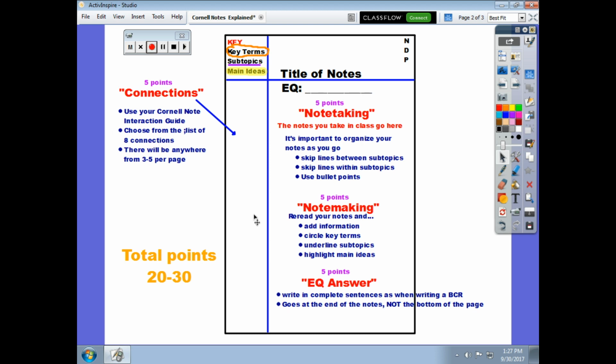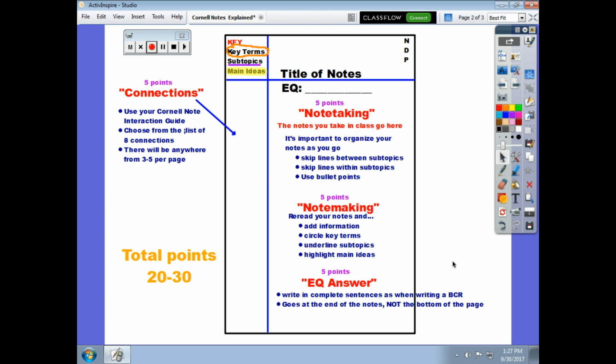So for instance, you could write the definition of one of those key terms that you've circled. Or you could draw a picture of a key term that you circled. Or what you could do is perhaps ask a question about some information that you've written here that you think is an important question. And there's a variety of different kinds of questions you can ask. There's going to be anywhere from 3 to 5 connections per page. So in your note-taking here, as you've written it, you might have 1, 2, 3, 4, 5 different connections that you've written in the left-hand margin.